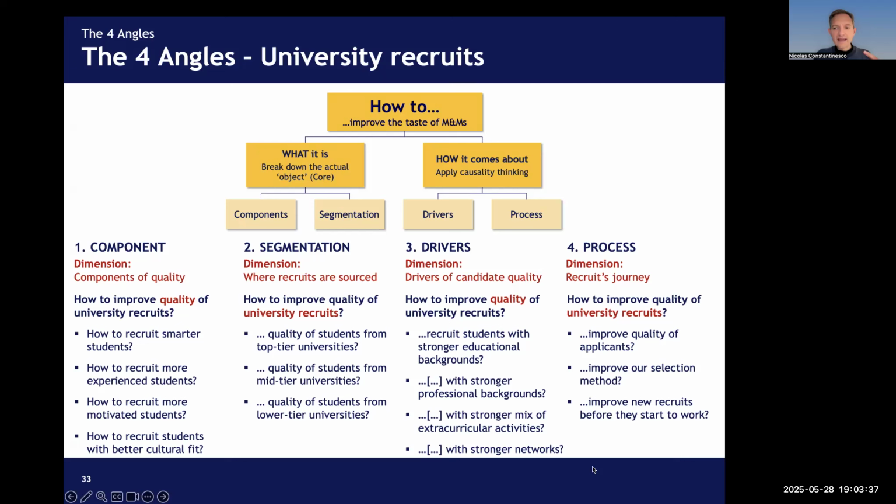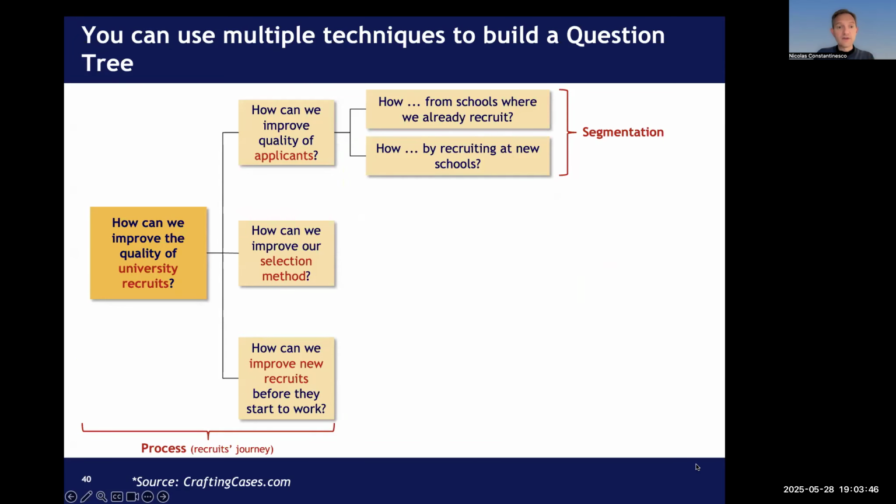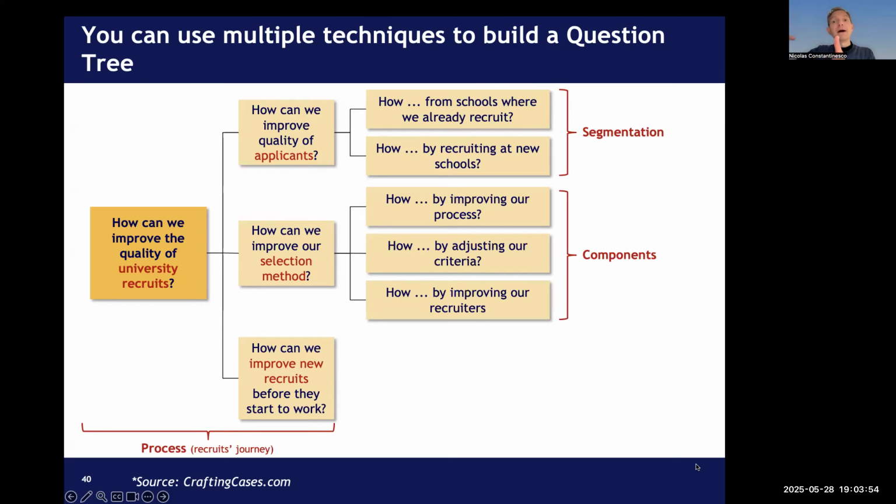Now, in the end, in order to build my full question tree, I need to choose one. And here I've chosen this one, where I'm focused on the process. And now I go deeper. And of course, I might use additional angles for the deeper questions. But for the level 0 question, or your original problem, at the end of the day, you need to select one angle of attack. Does that make sense?